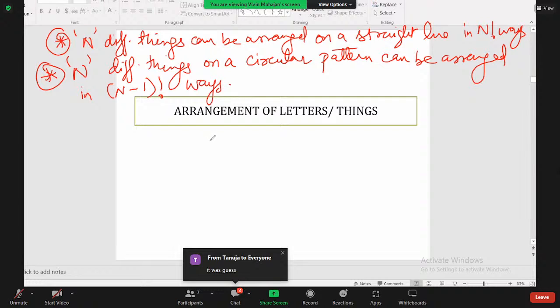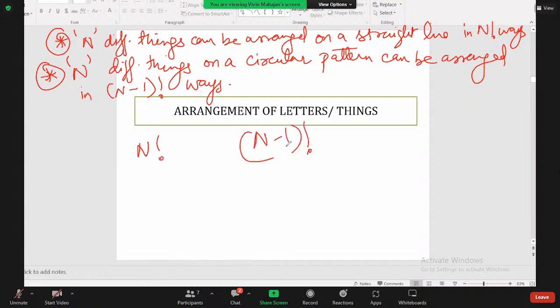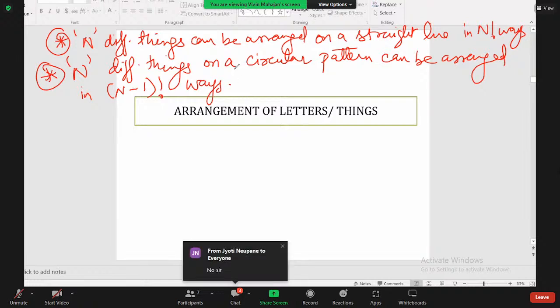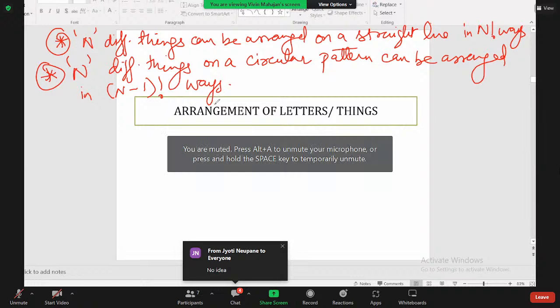Okay, are you guys clear about my question, what I'm trying to ask? Why is it n factorial on a straight line and why is it n minus 1 in the case of a circular pattern? That's my question. Today I think Jyoti is sleeping, right? She's not answering at all. Then no idea. Okay.